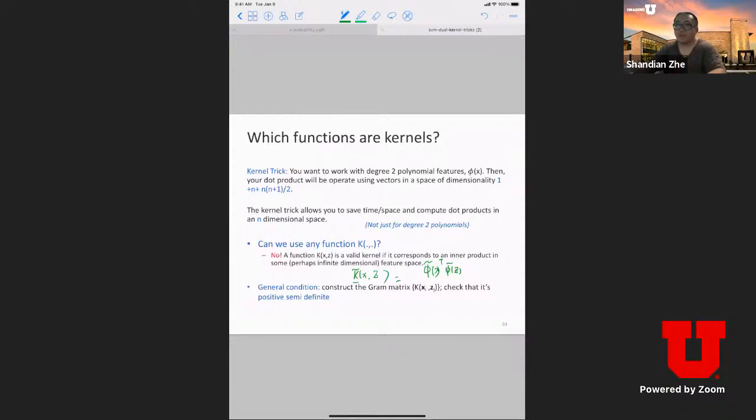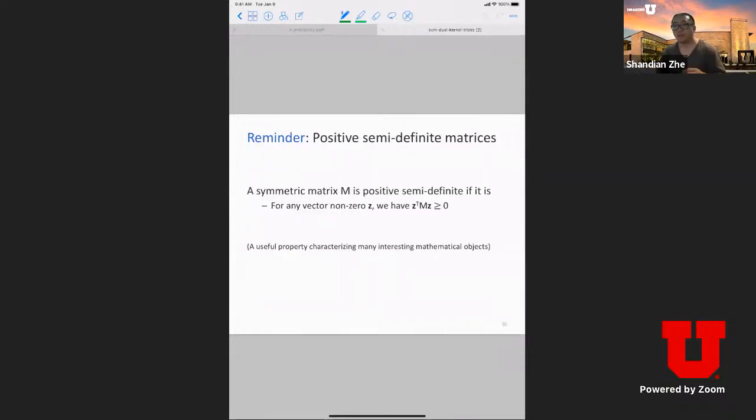A more commonly used method is to construct the so-called Gram matrix and show that it is always positive semi-definite for arbitrary inputs. This checking condition is also called Mercer's condition or Mercer's theorem. Before we get to Mercer's condition, let us first review the definition of positive semi-definite. I believe everybody has heard that concept before in a linear algebra course. We'll just do a review.